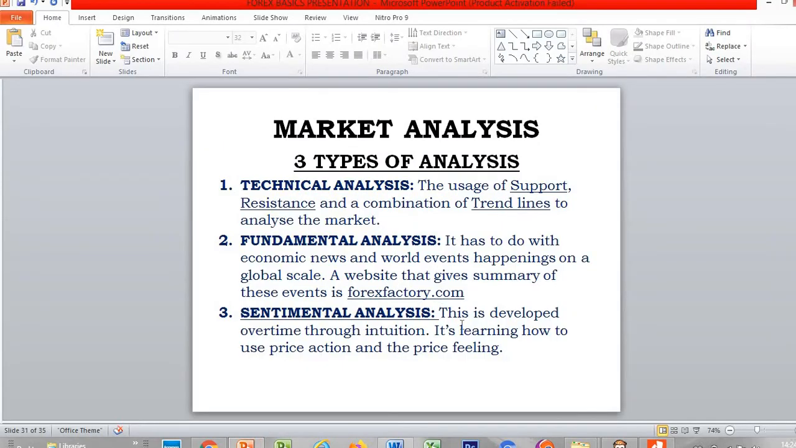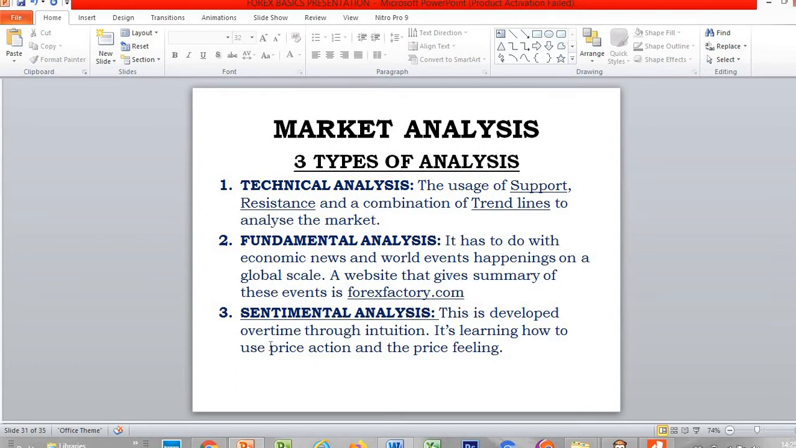All right, then the third type of analysis is the sentimental analysis. Sometimes some people group this sentimental analysis under the technical analysis, and this is developed over time through intuition. The more you trade and gain experience and know how certain pairs behave, and when you see certain candlesticks forming right next to each other, you know from your experience that something might happen next. So that's what we call sentimental analysis, and it has to do with learning how to use price action and the price feeling.